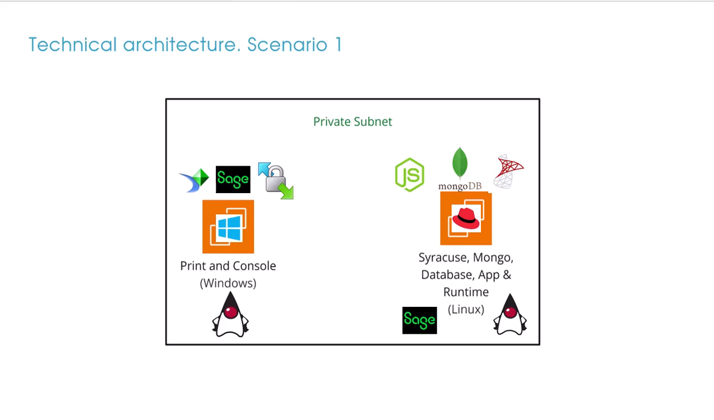In this first scenario, Sage X3 components are installed on two servers. The first server is for the main application and runtime, besides SQL Server, Syracuse, and MongoDB services. This server will be running Red Hat Enterprise Linux as its operating system. The other server will be using Microsoft Windows Server and will host the printing service as well as the Sage X3 configuration console.